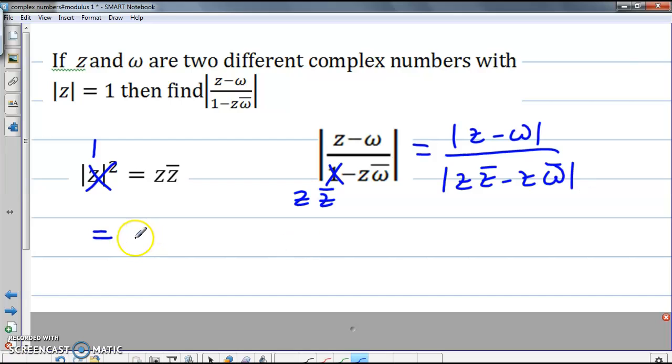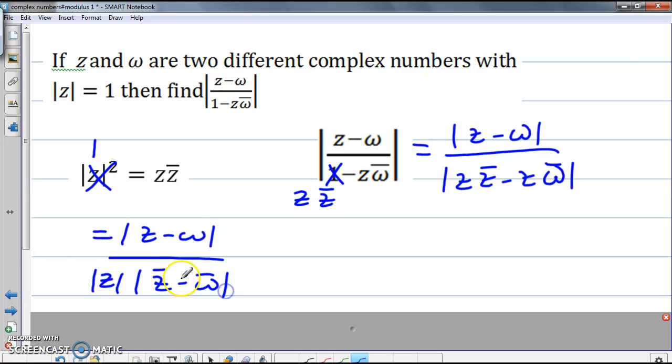Now this equals the modulus of the numerator, upon taking z common from the denominator, and we can write this as z conjugate minus omega conjugate, whole conjugate, and then cancelling these two terms we get this as equal to 1 upon mod of z, which is 1 upon 1, equals 1.